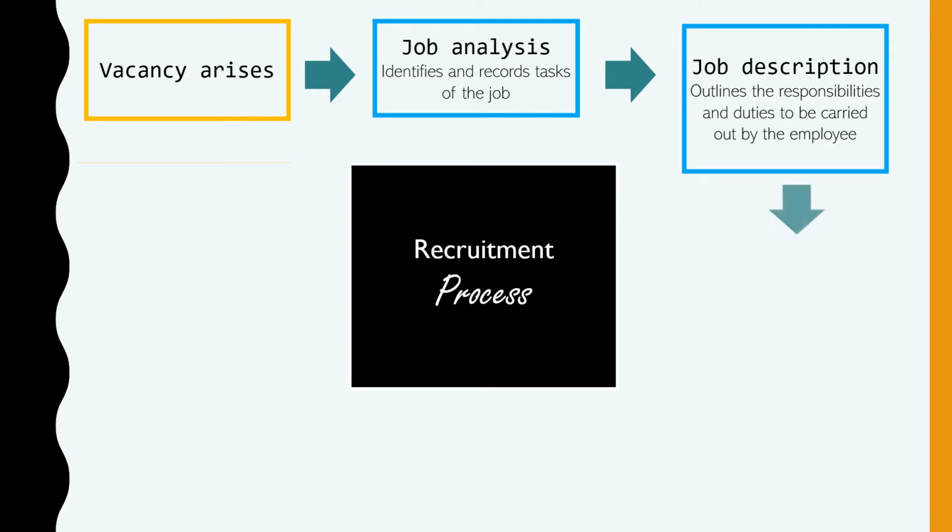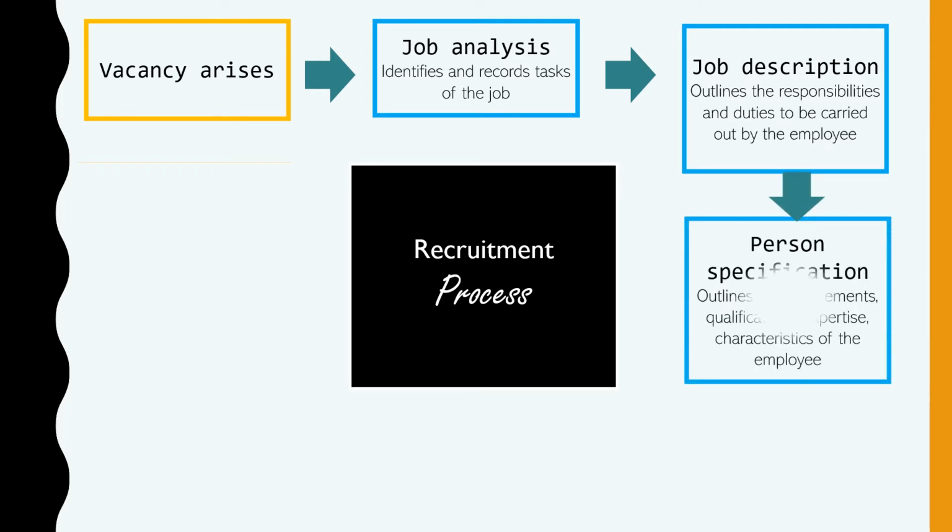And inside the JD as well, there will be a section called person specification. Not only do we find out the tasks that need to be done by the employee, it's also crucial to identify the type of person that the hiring manager or the department is looking for, people to work for them. What are they looking for exactly? So we look at the requirements, the qualifications, the expertise, the characteristics of the employee.